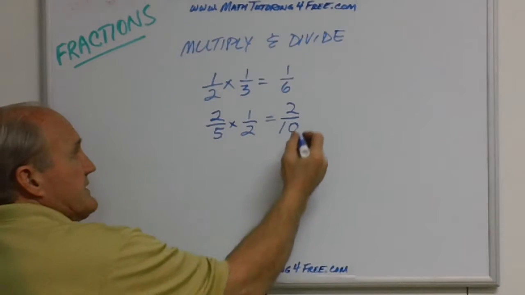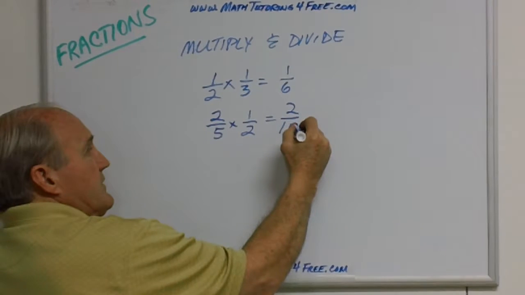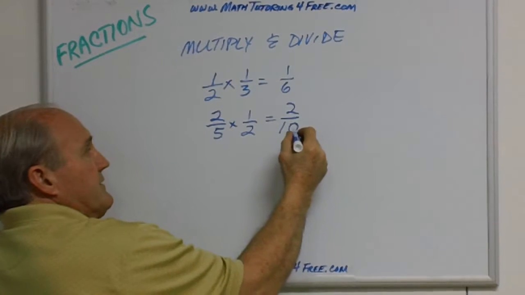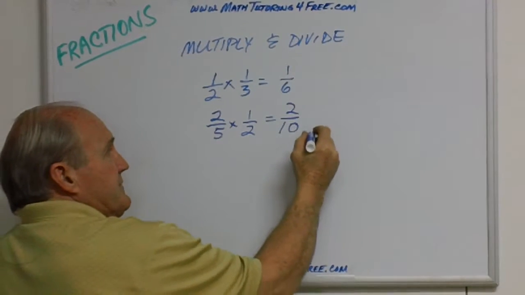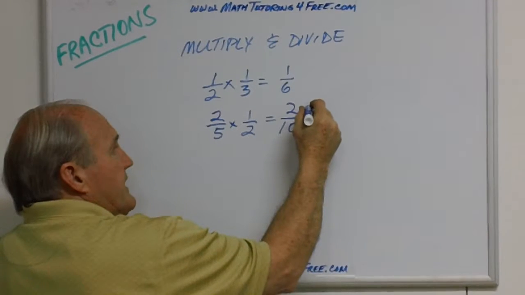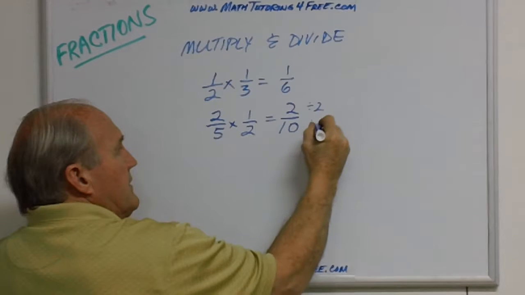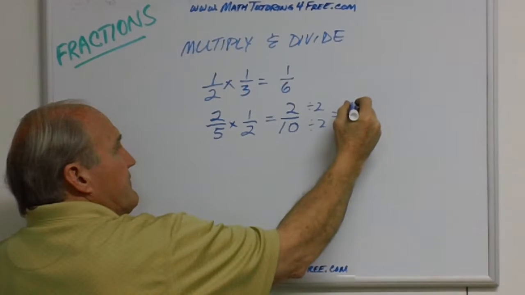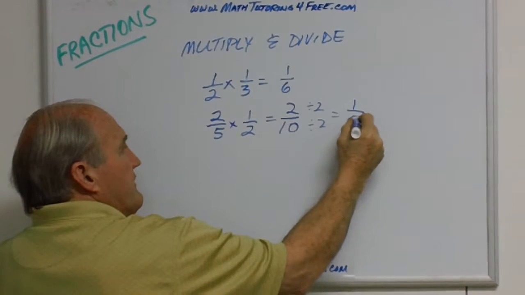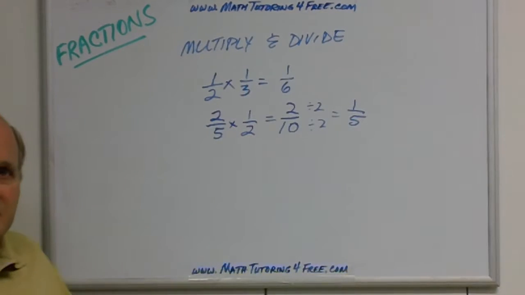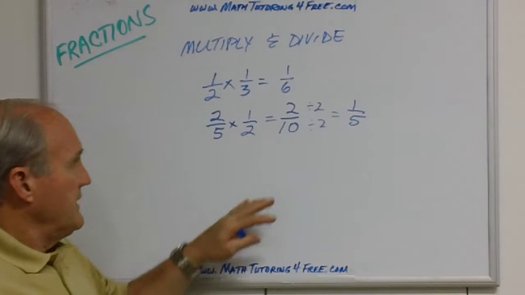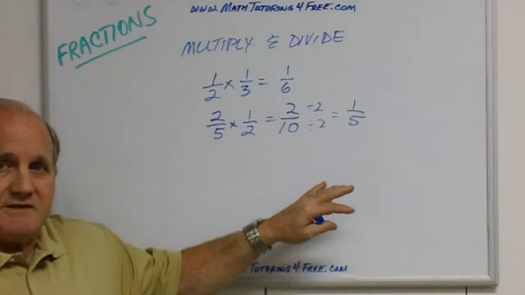Because we can look at this and say, 2 will go into the numerator and 2 will also go into the denominator. So if we divide both by 2, we're going to get the final fraction of 1/5. That's a good one to also show you something called canceling.